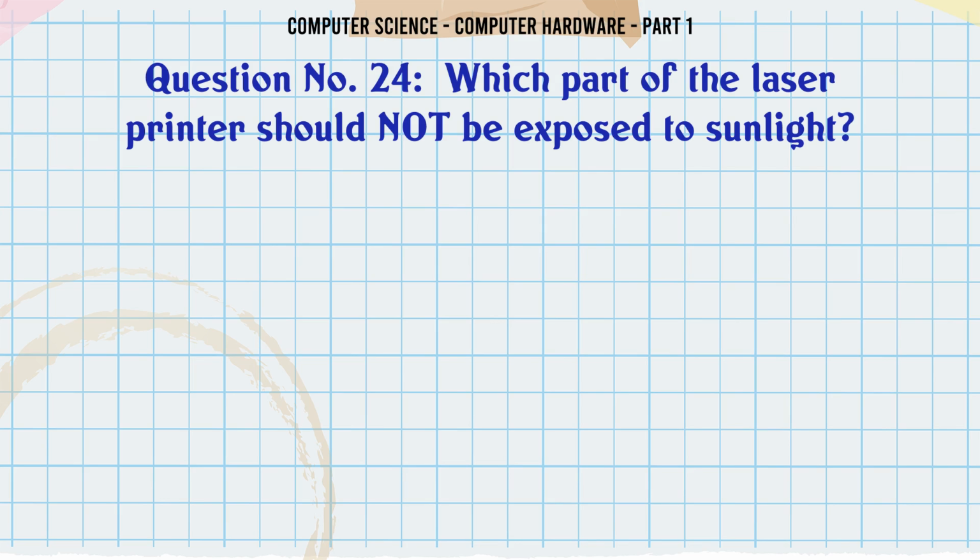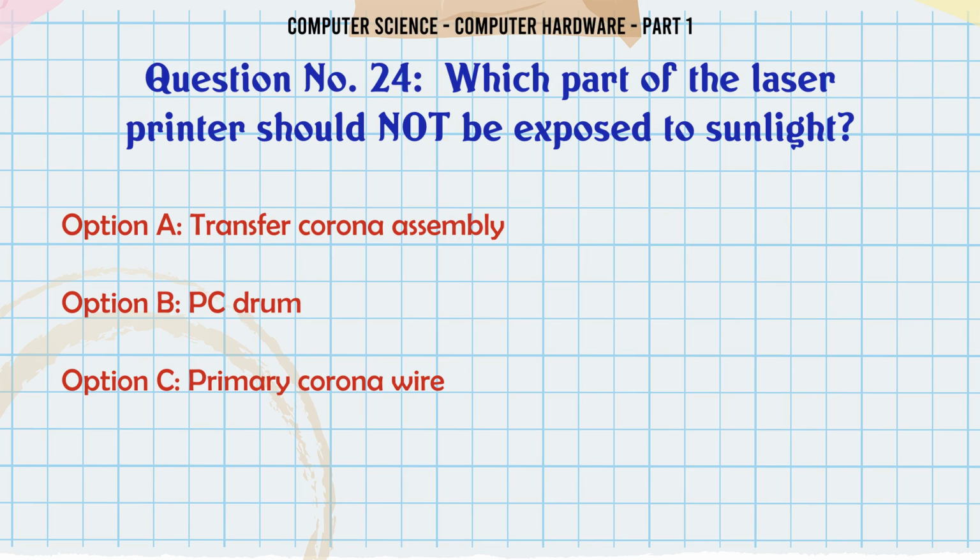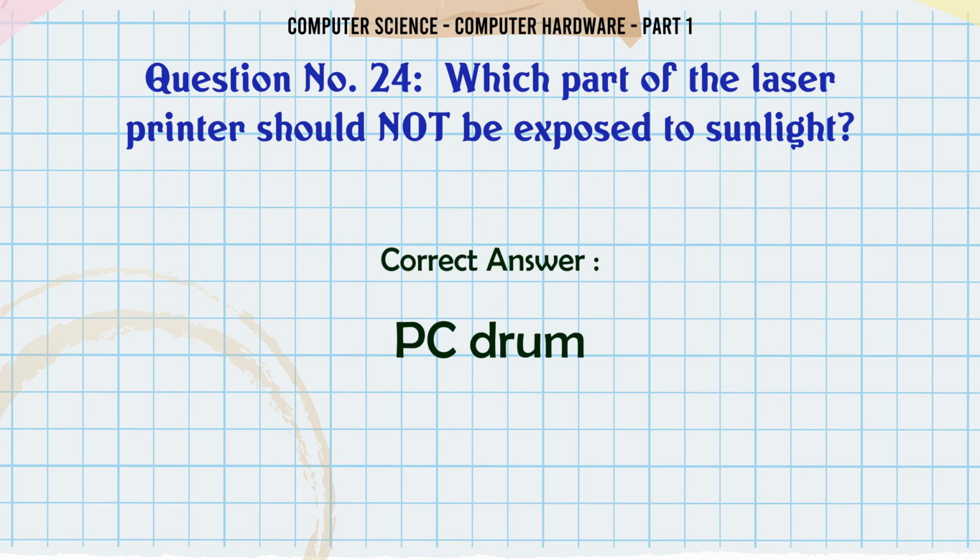Which part of the laser printer should not be exposed to sunlight? A. Transfer corona assembly. B. PC drum. C. Primary corona wire. D. Toner cartridge. The correct answer is PC drum.